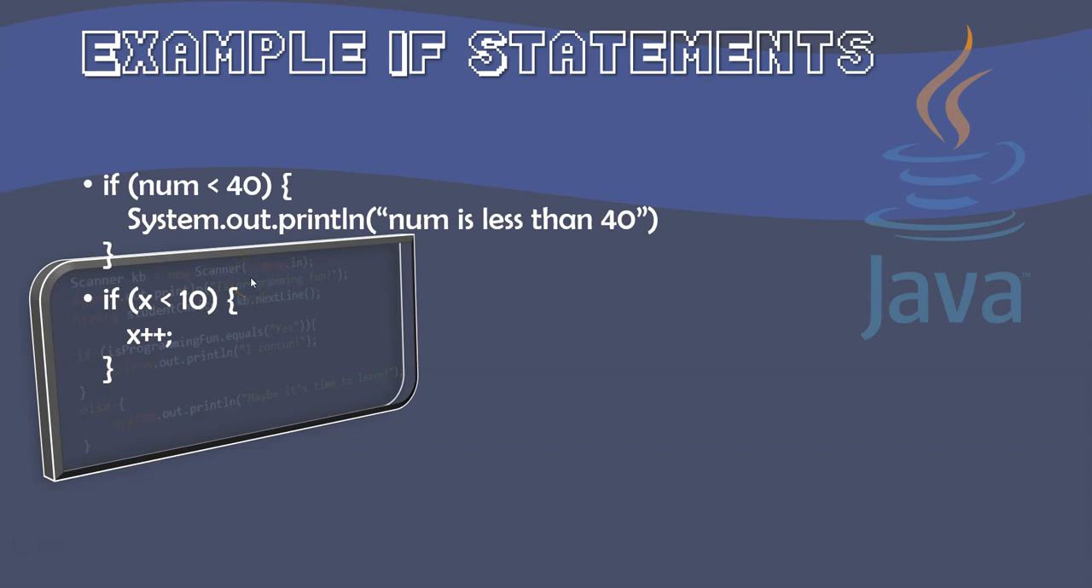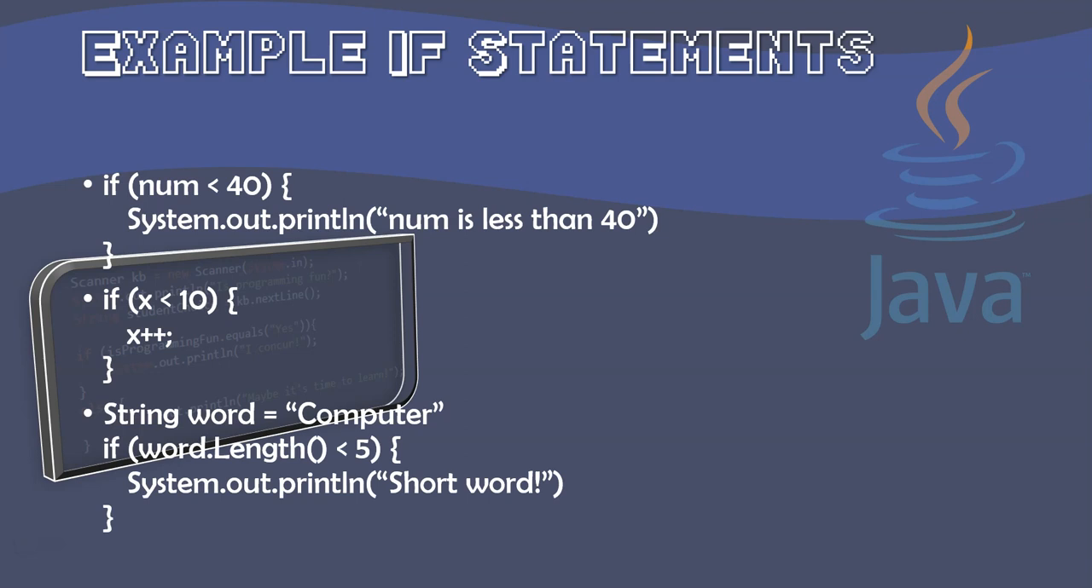Because we can do pretty much almost any kind of code that we've seen up to this point inside of an if statement that we have done outside an if statement. And we can even do this with methods for some things like our string. So for example, string word is equal to computer. If word.length is less than 5, print out short word. And in this case, we would know that word is not less than 5. It's actually greater than 5, so it would not print anything.